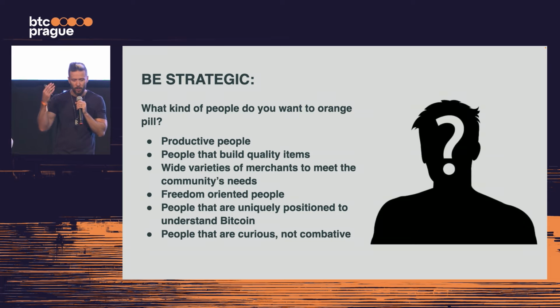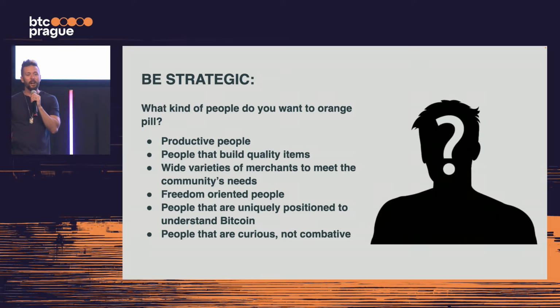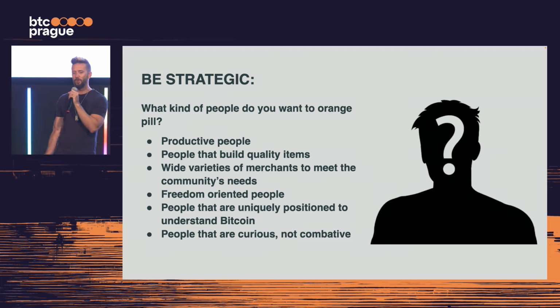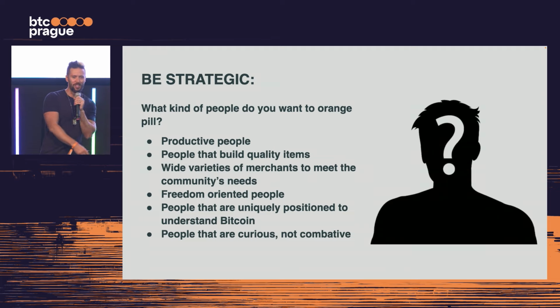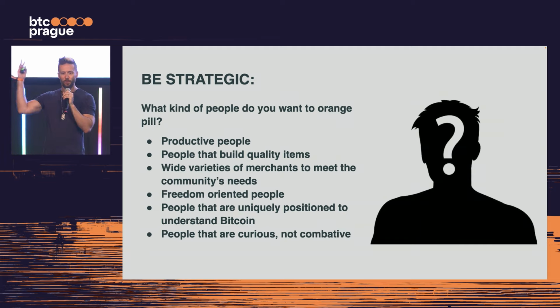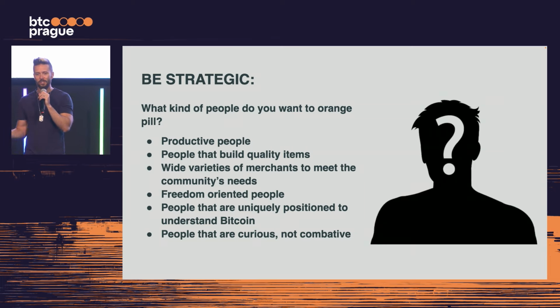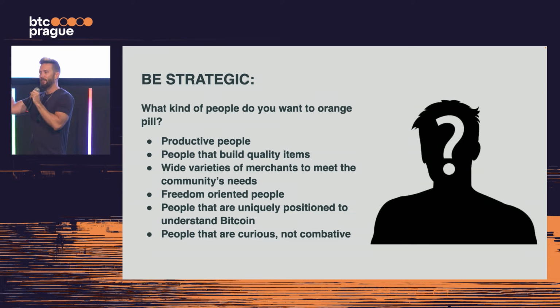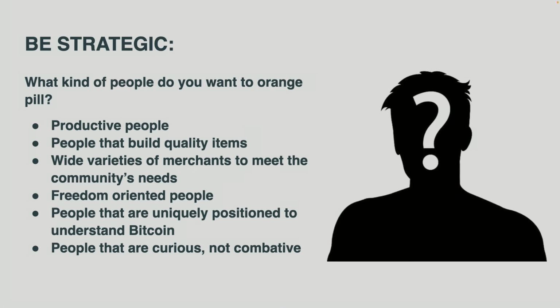You're going to want people that are productive, people that build high-quality items or offer high-quality services. You're going to want people that offer a wide variety of different things. You don't want 20 people selling Bitcoin hats. You want farmers that have beef and chicken and eggs and produce. You want tradesmen. You want plumbers and people that do flooring and roofing and barbers and people that offer services that you actually need day to day. It's nice to have the other stuff too, but you can't have 35 merchants that are all selling Bitcoin swag. You need some variety. So look for that. Again, having freedom-oriented people is important, and trying to culminate a group that exudes those values.